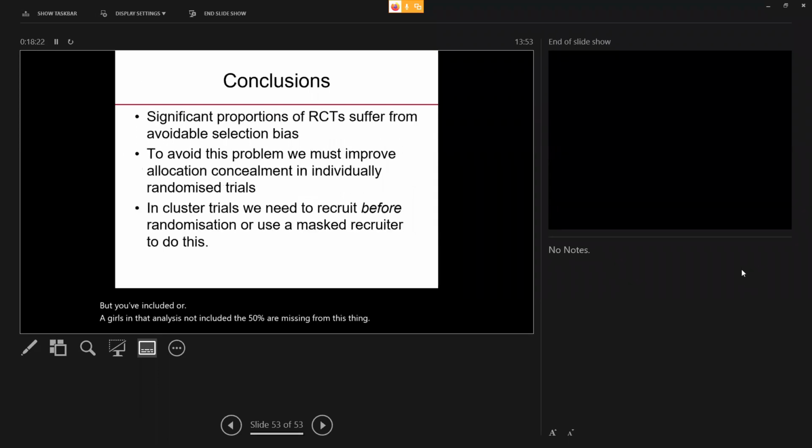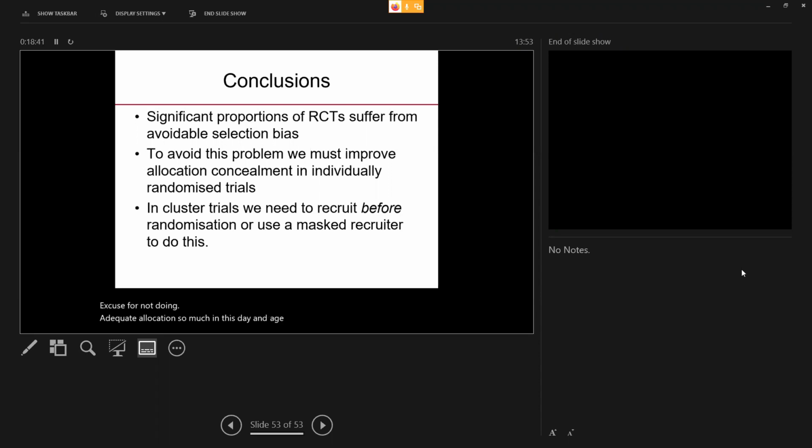So to conclude across the piece, a significant proportion of randomized trials suffer from avoidable selection biases. There's no excuse for not doing adequate allocation concealment in this day and age. It's avoidable.